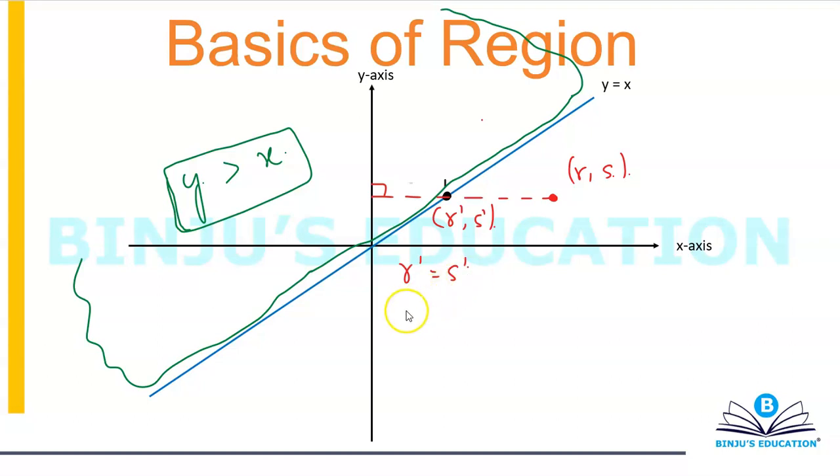Which means one thing is sure, that is s dash will be equal to s.